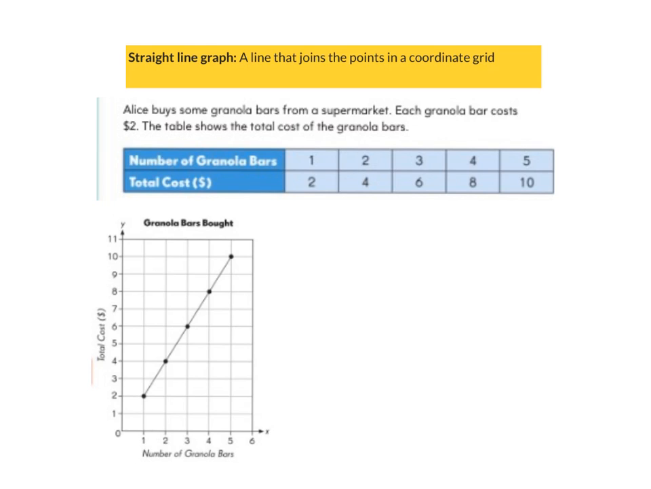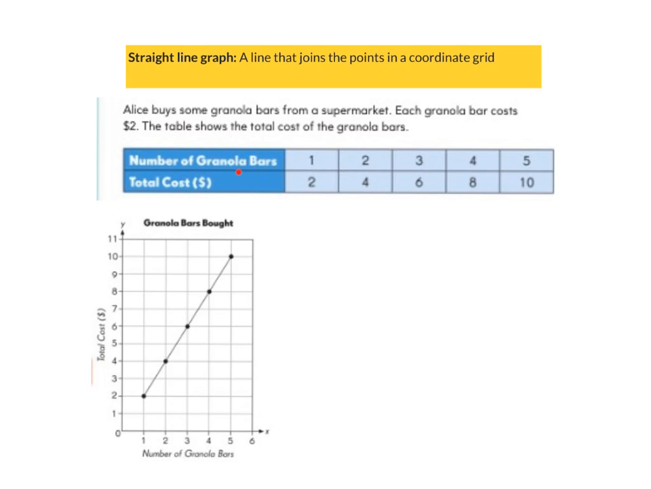In our table, we can see that we have two variables, the number of granola bars and the total cost. Our problem tells us that one granola bar costs $2. So we can fill out the rest of our table by multiplying the number of granola bars by 2. If we get 2 granola bars, that will cost $4. If we have 3 granola bars, that will cost $6. If we have 4 granola bars, that will cost $8. And if we have 5 granola bars, that will cost $10.